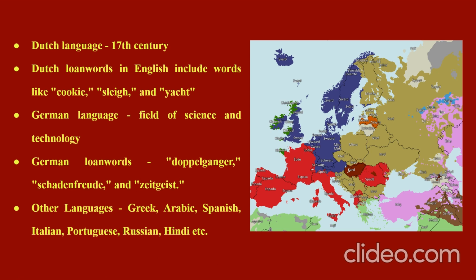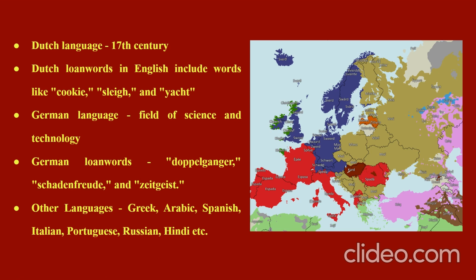Many English words are derived from Greek, including words like cosmos, philosophy, and theology. Arabic is another language that has had a significant impact on the English language, especially in the fields of science and mathematics. Arabic loanwords in English include words like alcohol, algorithm, and zero.